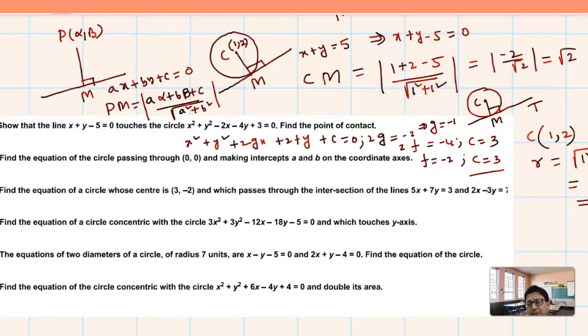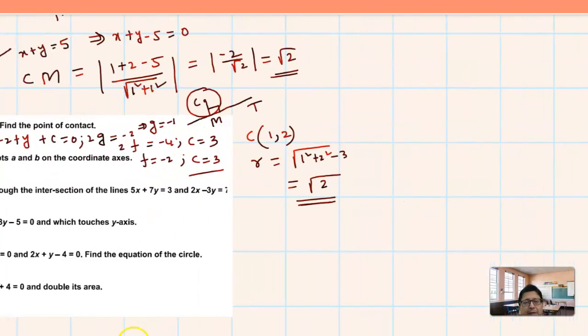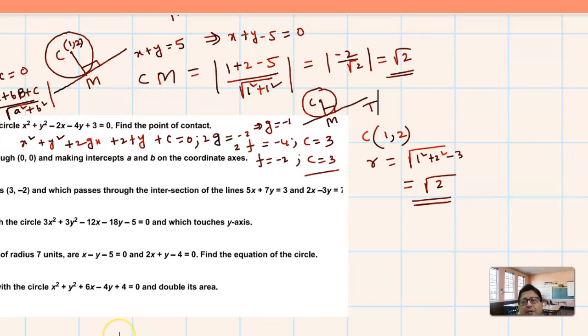So what have you got? The radius you calculated earlier is root 2 and this part Cm is also root 2. So this ensures that the line is tangent to the circle. But another part is remaining, where we need to find the point of contact.